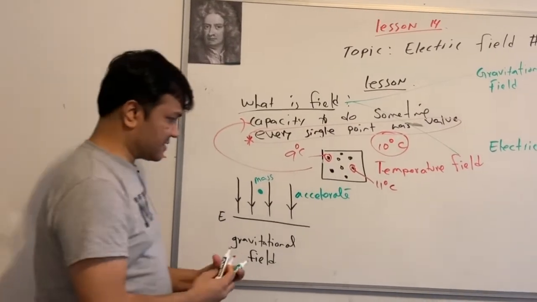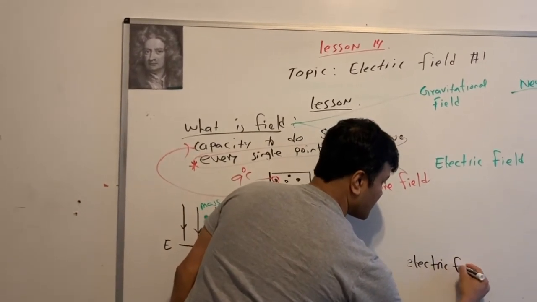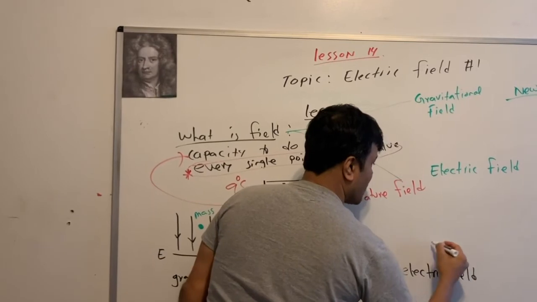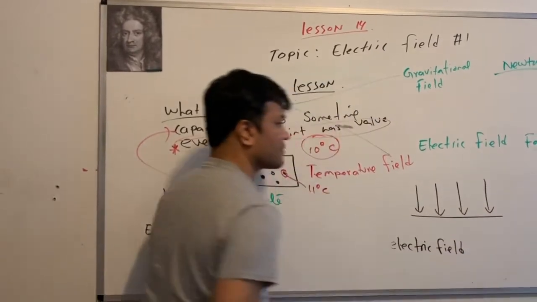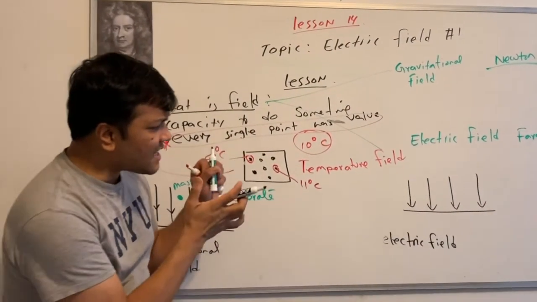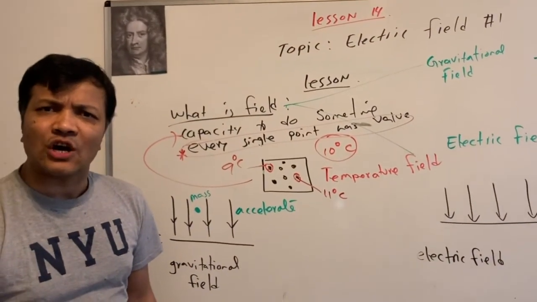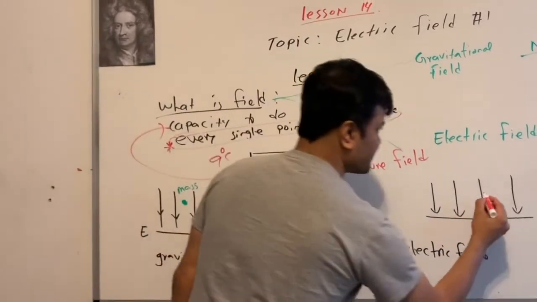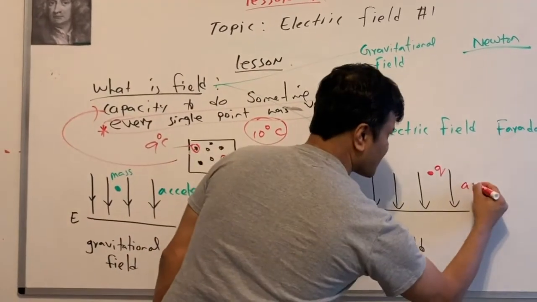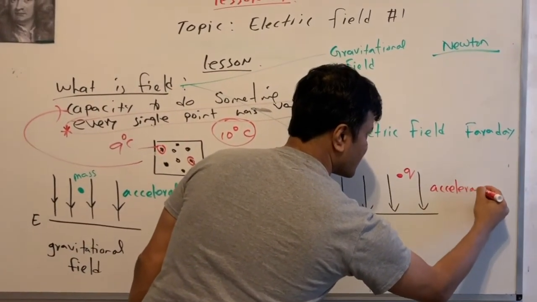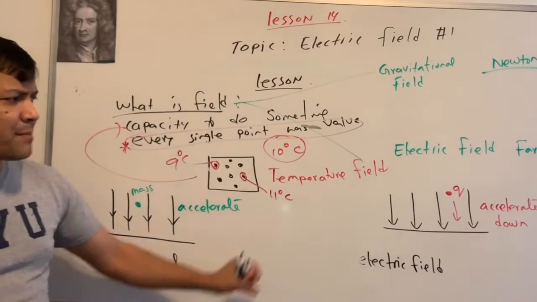Now let's see the electric field. You have an electric field. This electric field has a capacity to do something. However, how can you observe this capacity? All you need to do is place a charge. If you place a charge, it will accelerate in this direction. So, capacity to do something.